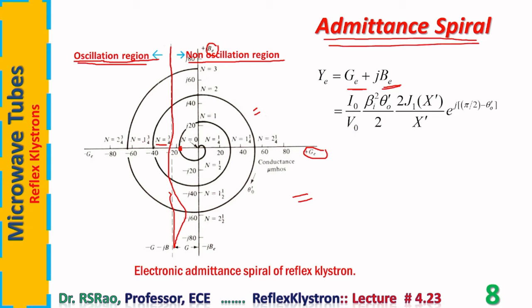1 3 by 4, n equal to 1 3 by 4. You can notice it is in oscillation region. 2 3 by 4, 2. So the minimum possible mode in klystron oscillators is 1, 3 by 4.